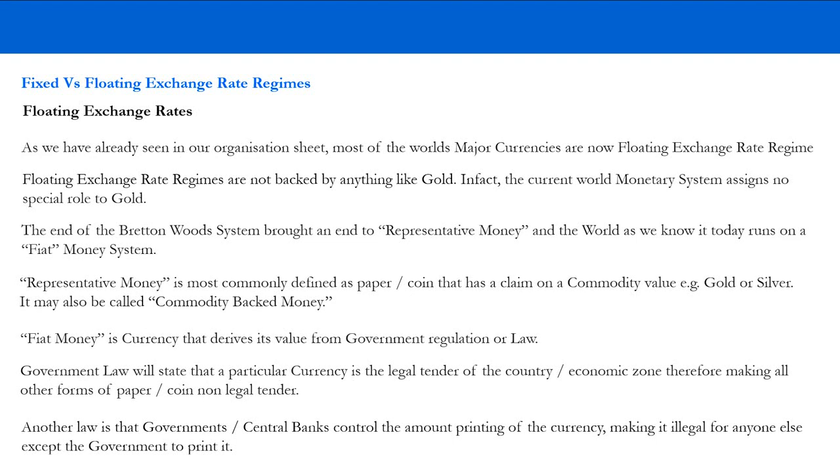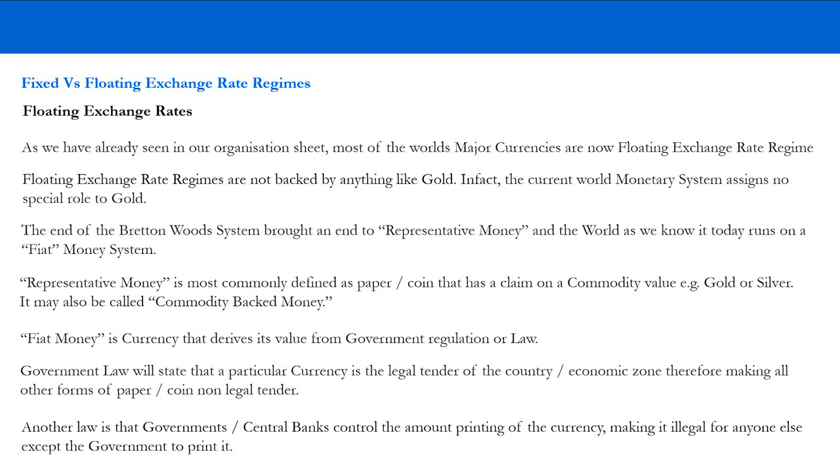And as we already saw in video 1 in our organization sheet, most of the world's currencies are actually now floating exchange rate regimes. And floating regimes are not backed by anything like gold. In fact, the current world monetary system doesn't assign any special role to gold at all. The end of the Bretton Woods system brought an end to a representative money system, and the world as we know it today runs what we call a fiat money system.